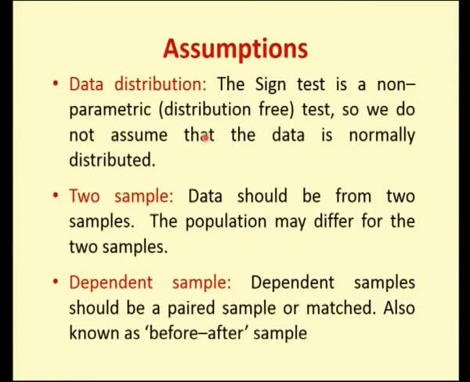What are the assumptions of the sign test? First, data distribution. The sign test is a non-parametric, that is, distribution-free test. So, we do not assume that the data is normally distributed. Next, you can consider two sets of samples, and the populations for these samples may also differ. Third, dependence upon the sample. If it is dependent, the sample should be paired or matched, or you can also consider it as a before and after sample.